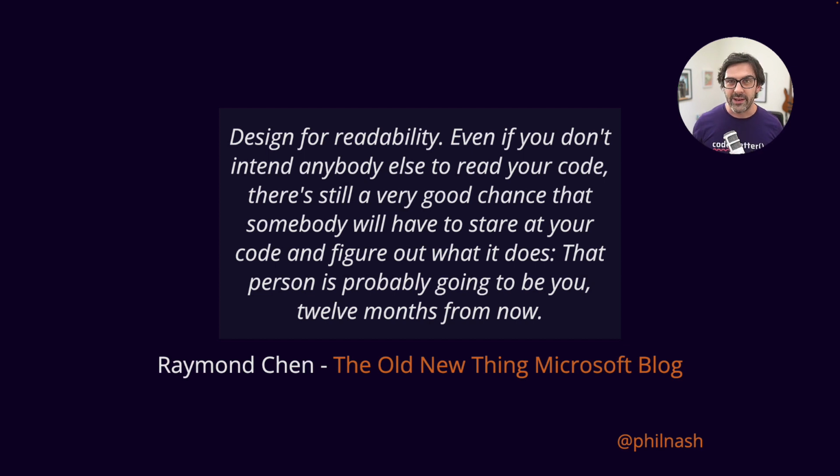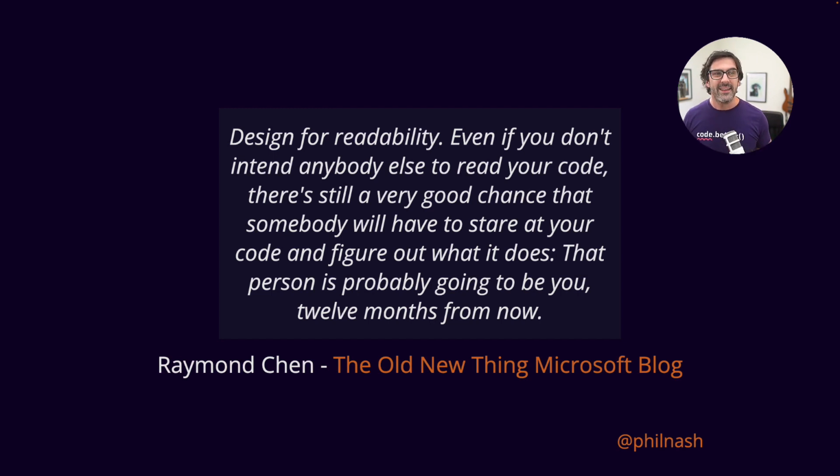This is from Raymond Chen on The Old New Thing, a blog that's been going on for a long time on Microsoft. And he wrote, design for readability. So now we've got code for readability, design for readability. And he wrote, even if you don't intend anybody else to read your code, there's still a very good chance that somebody will have to stare at your code and figure out what it does. And that person is probably going to be you 12 months from now.